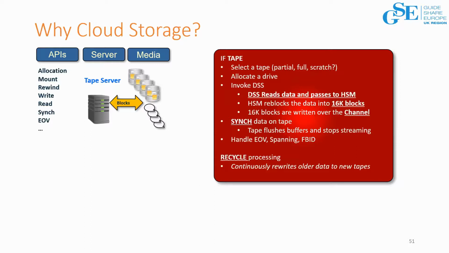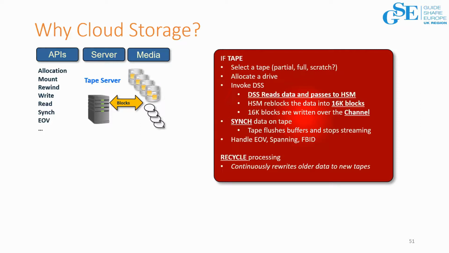First we would need to select a tape, allocate a drive, and invoke DSS. DSS reads that data and passes it to HSM. HSM is reblocking the data, writing it over the channel. You sync the data on tape, handle end of volume spanning, file block IDs, all of that processing. And in addition to that, as the data expires and is deleted over time, the tape data needs to be recycled to remove empty gaps on the tape, and it's causing data to be written yet again.